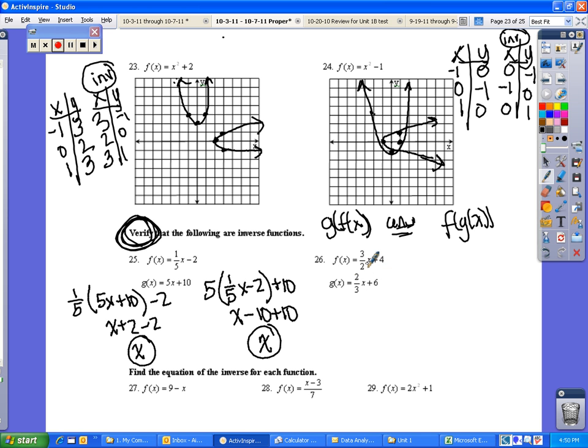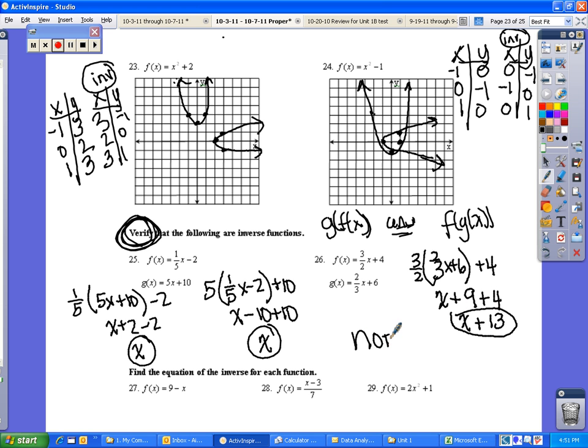Same thing over here. For f of g of x, I'm going to take f of x and put this in here. So I'm going to do 3/2 times 2/3 x plus 6 plus 4. Distribute the 3/2 to the 2/3, and that ends up just being 6 over 6, which is 1. 3/2 of 6, 3 times 6 is 18, divided by 2 is 9. And then bring your plus 4. And as you can see, do you get x? No, you get x plus 13. So these are not inverses.